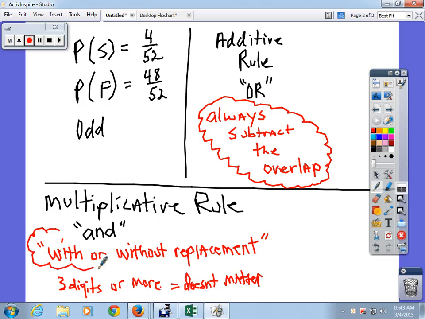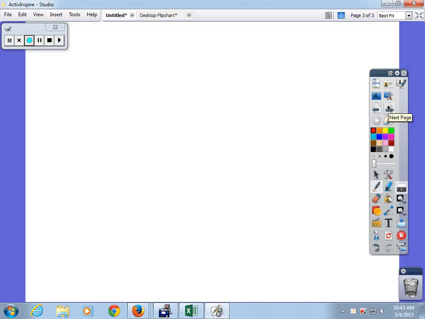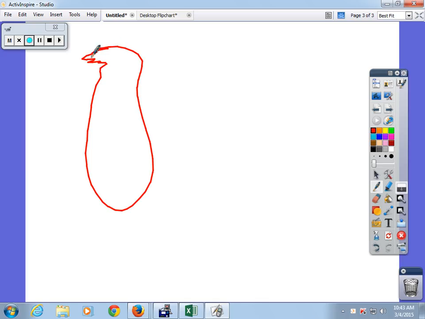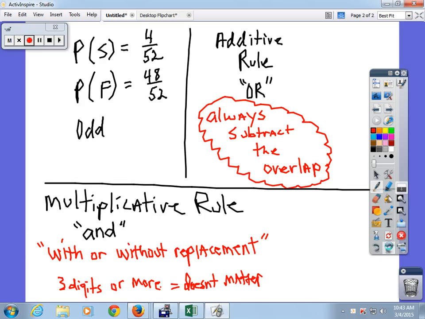With or without replacement. Let me give you an example. And I always do the marble bag. Dang old bag of marbles. I can't draw, but okay.